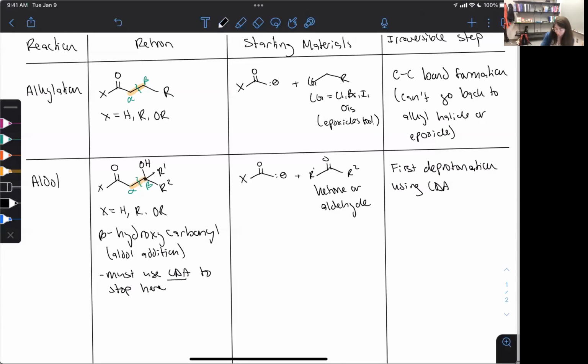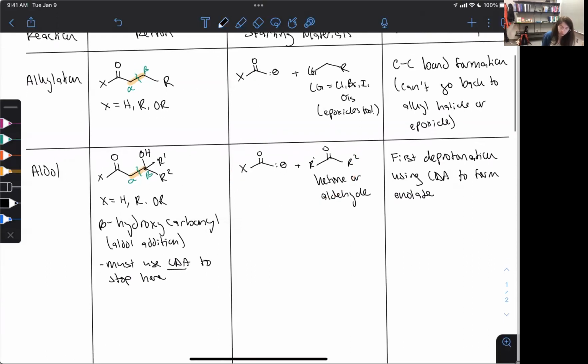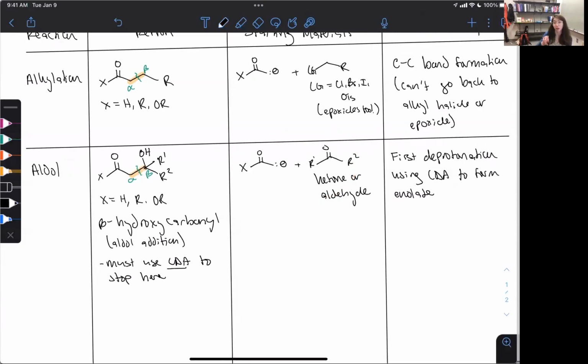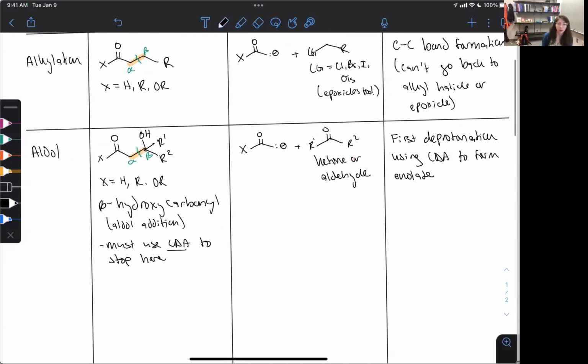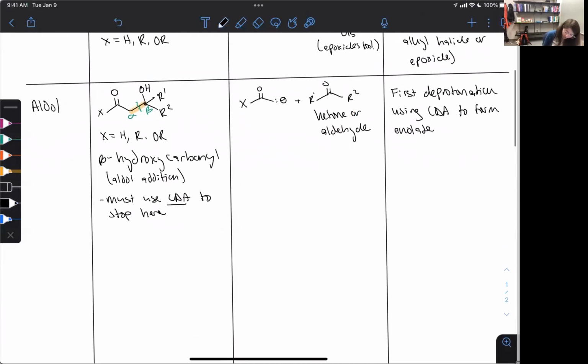Using the LDA to form the enolate. So the formation of that enolate is our irreversible step here. Everything after that is actually pretty much irreversible as well, because we can't ever go back to our original starting materials, meaning the carbonyl before it's hit the enolate. So then we've got, we're not at Claisen yet.